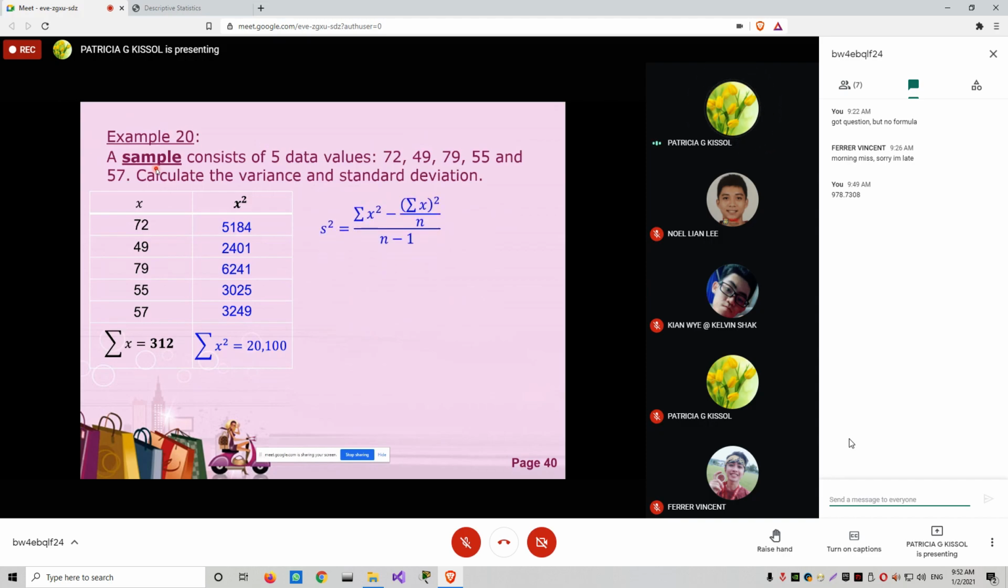The formula, as you can see, this is the one for ungrouped data. We haven't touched on grouped data yet. We only look at ungrouped data, right? So, can you put it into the formula? The n is 5, right? Yes, correct. How do you identify the n? Because we have 1, 2, 3, 4, 5. So that's the n.